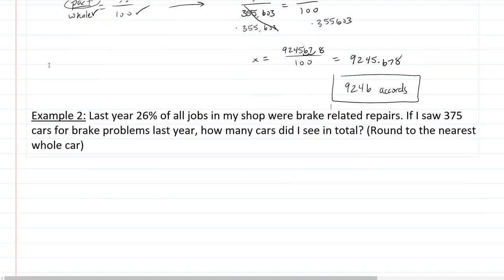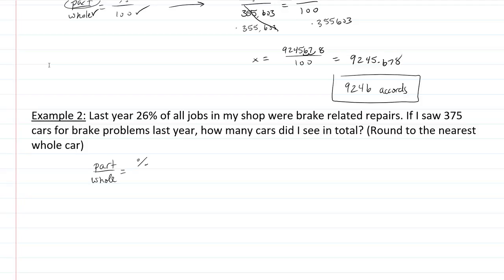So let's go through another example. Example 2. Last year, 26% of all jobs in my shop were brake-related repairs. If I saw 375 cars for brake problems last year, how many cars did I see in total? Round to the nearest whole car. So let's write out our formula again. We are looking for part over the whole equals the percentage over 100.